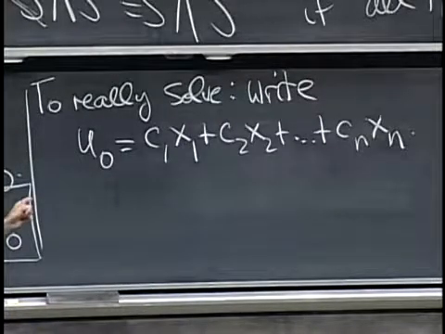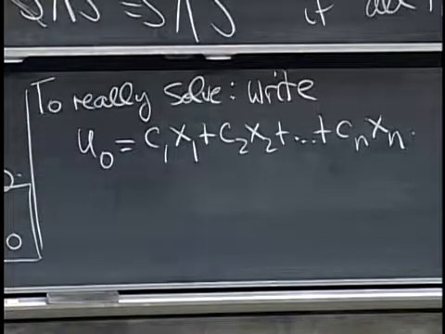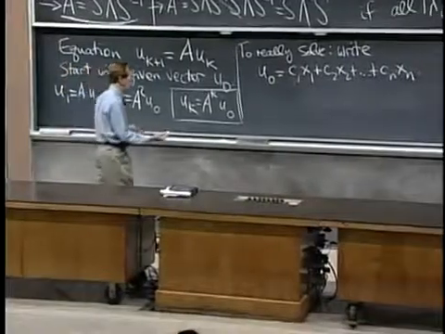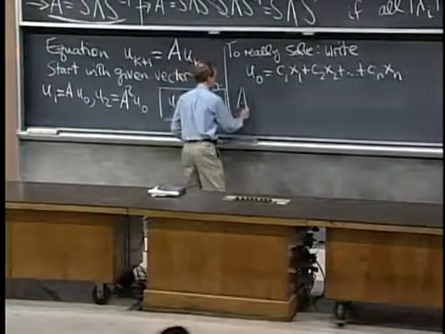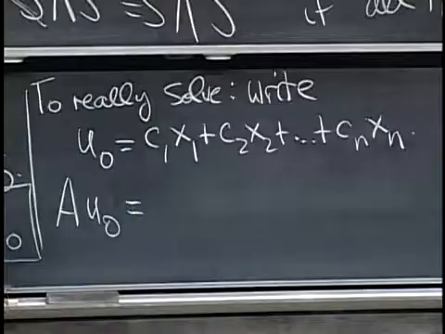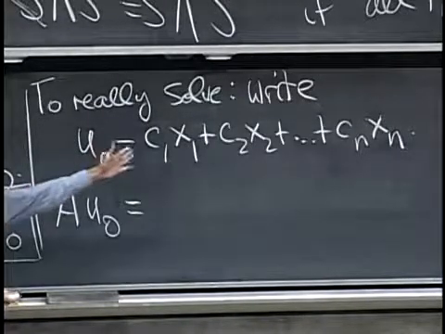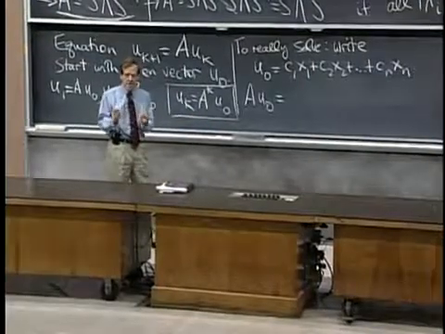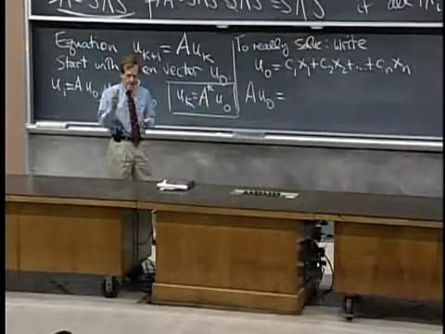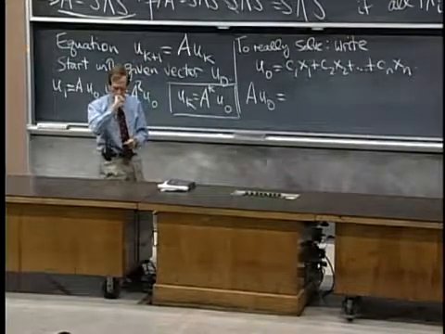Now multiply by A. You got to see the magic of eigenvectors working. Multiply by A. So A u0 is what? So A times that. A times, so what's A? I can separate it out into n separate pieces, and that's the whole point. Each of those pieces is going in its own merry way.